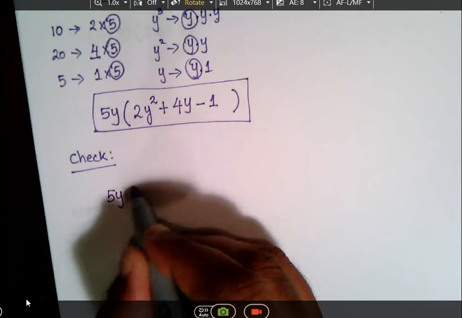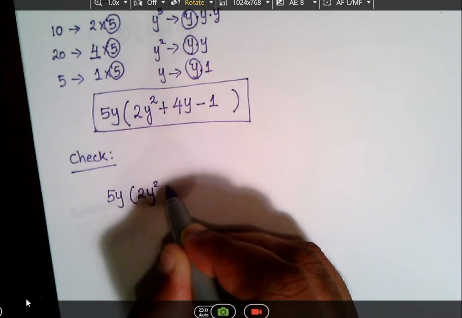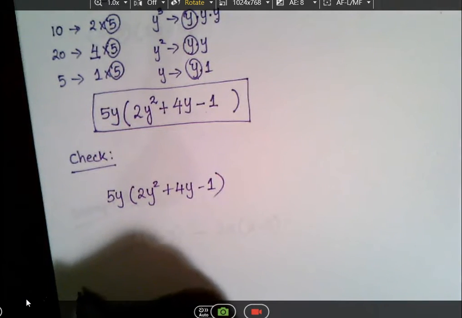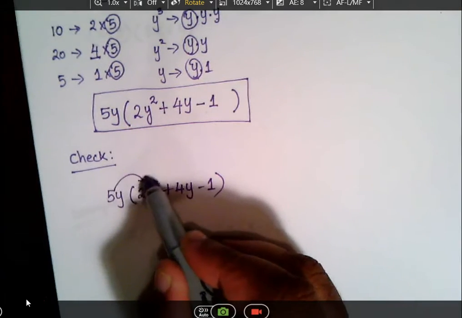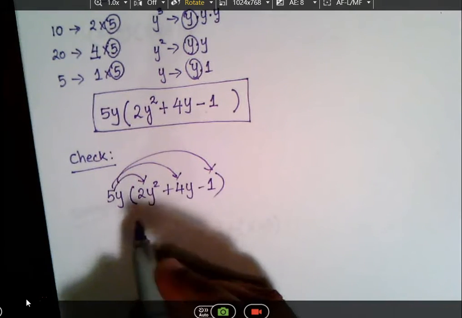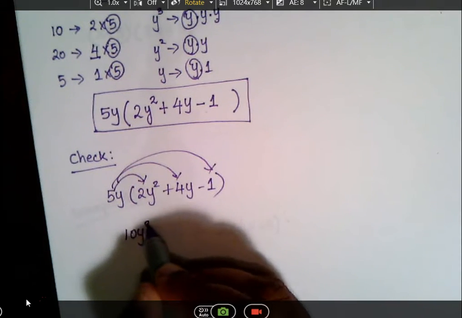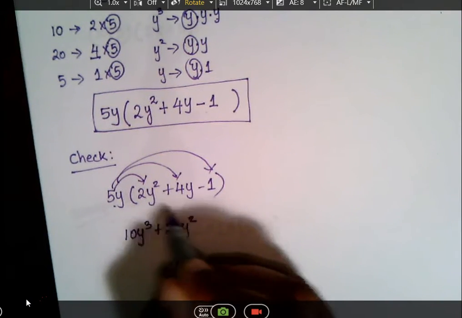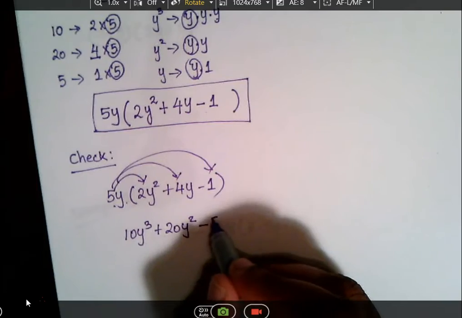Checking is just remultiplying it to see if you get back your original problem, right? So I have this answer. I'm going to remultiply it, which is again distributing. So 5y times 2y is 10y cubed. 5y times 4y is 20y squared. 5y times negative 1 is negative 5y.